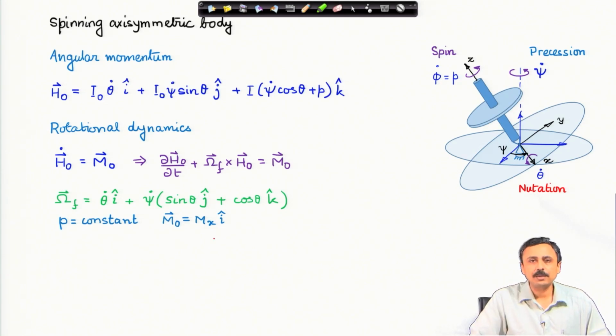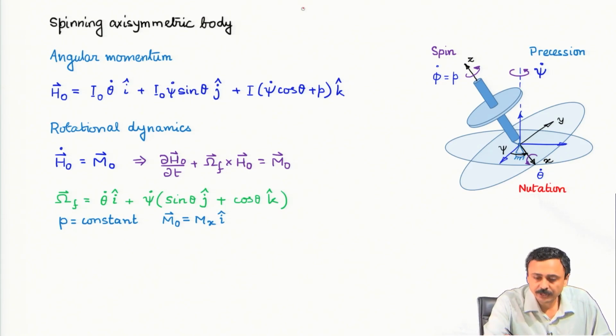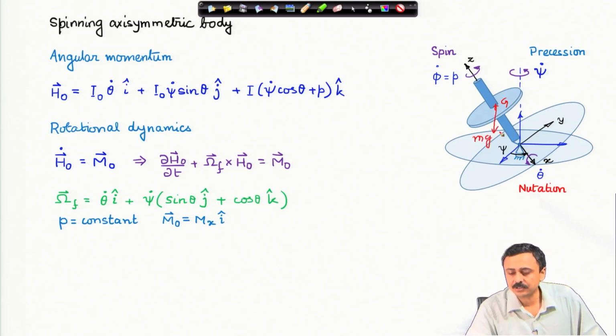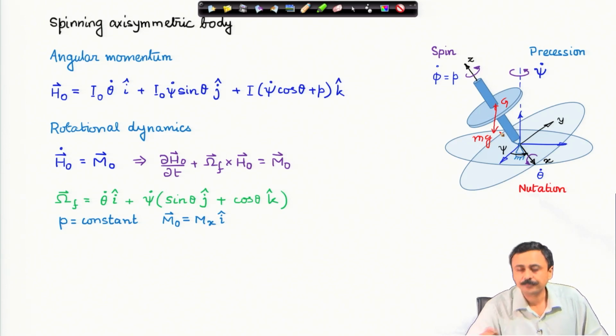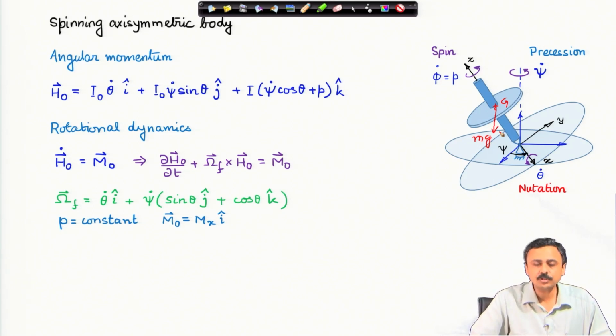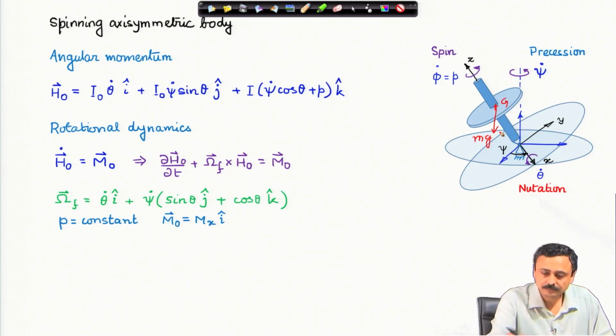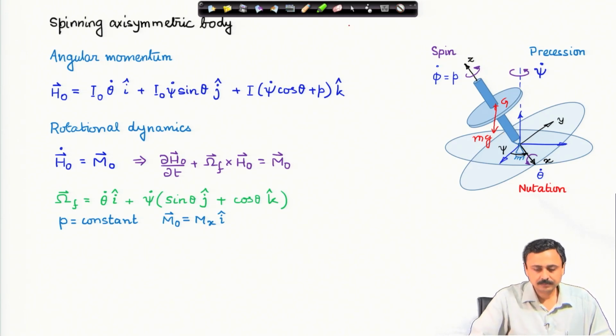Typically for a top, for example, it is the weight that produces the moment about point O. Therefore, suppose this is the center of mass, we will have the weight, and that is going to produce a moment about the x axis. So, the moment is assumed to be only in the I cap direction. So, let us proceed with these assumptions.